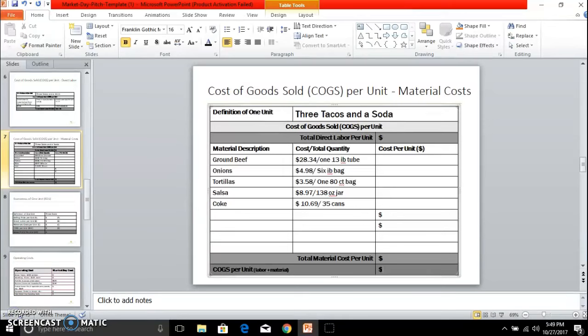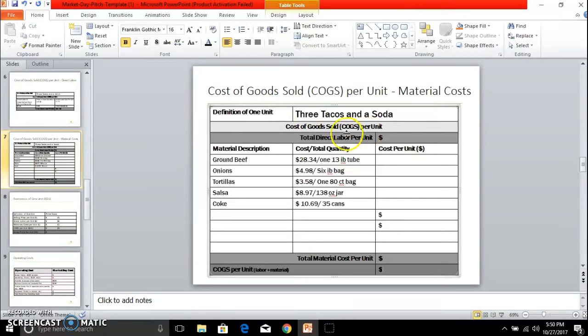Alright class, I am going to show you how to calculate the material costs portion of the cost of goods sold per unit. We figured out labor in the previous video, so we need to calculate our labor costs plus our material costs, and that's going to equal our cost of goods sold per unit, which will help us figure out the price to break even. So we're doing 3 tacos and a soda.